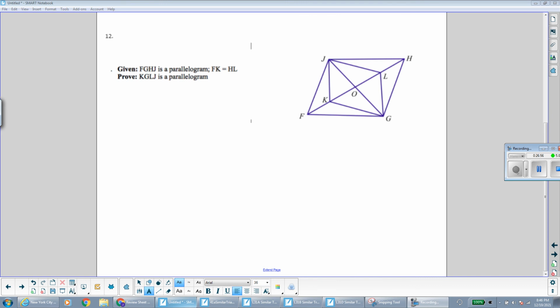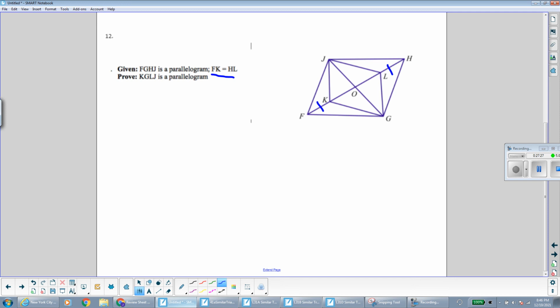Okay, let's talk about this proof over here. So in this proof, we know that FGHJ is a parallelogram. So the larger quadrilateral on the outside here is a parallelogram. And we also know that FK is congruent to HL. So here's FK and here's HL. And our goal is to prove that KGLJ, so this inner quadrilateral over here, is also a parallelogram.